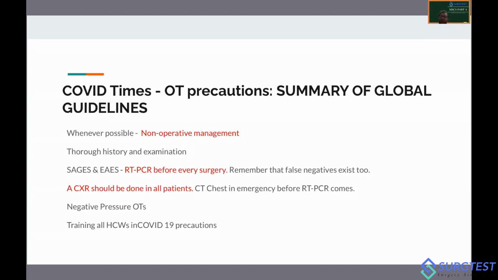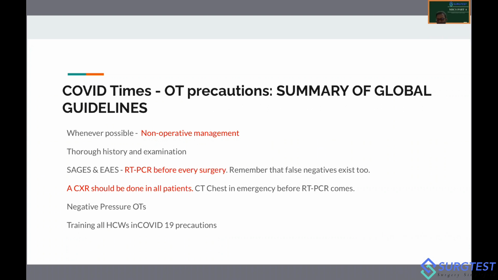So I have collected a summary of global guidelines, which include the SAGES guidelines, EAES guidelines, and AIIMS guidelines, and summarized them. So the basic funda is that whenever possible, non-operative management. Even for cancer surgeries, chemotherapy is a much better option than going in for major extensive surgery. Thorough history and examination, including assessing the risk of foreign travel, looking if they've attended super spreader events, and a proper family history, and also contact history.